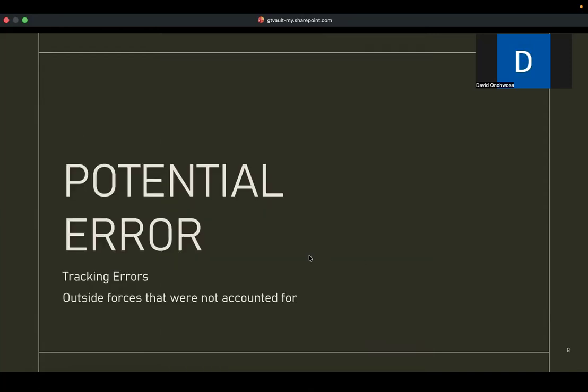Okay, so our potential error, there could have been tracking errors, just missing like the exact center of mass with the tracker or things of that nature. And then outside forces that we didn't account for, like we didn't account for air resistance. So those would change our observed data a little bit, or our computational, I guess.